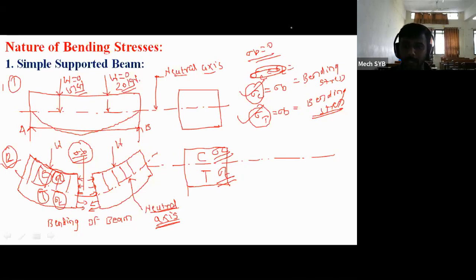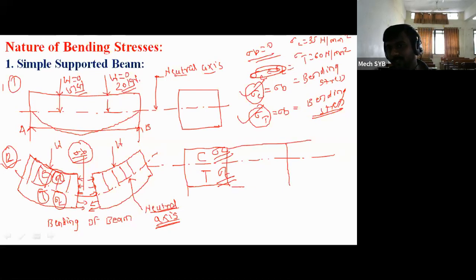Now if we have to draw the stress distribution diagram, for example your sigma c value is 35 Newton per mm square and sigma t is equal to 60 Newton per mm square. Both are bending stresses. How to draw the figure then? Look at the figure: at this neutral axis, draw a vertical line, and take the projections as it is.